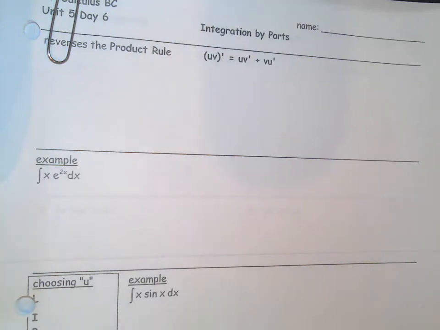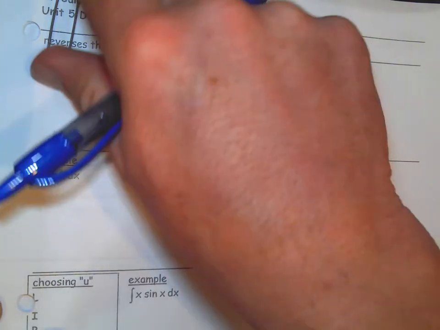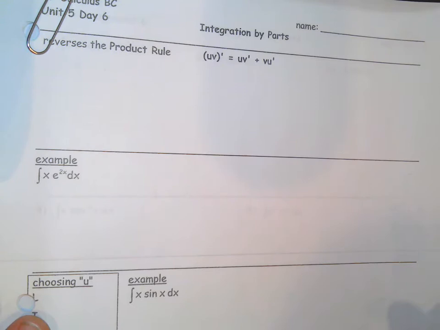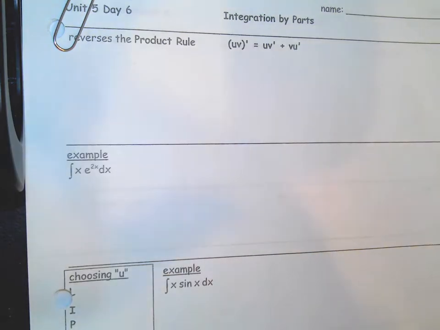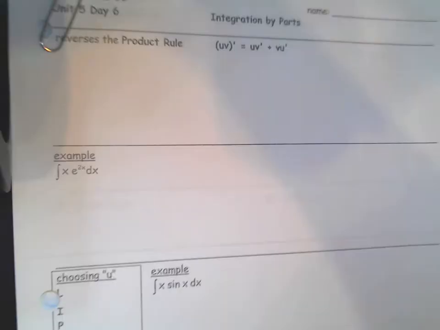AP Calculus BC in 5, Day 6 lesson. We're going to learn a new integration technique. It's the reverse of the product rule. We've never actually had a reverse product rule, which is kind of weird because that was one of the earlier rules for derivatives we learned last year in AB. But we never learned the reverse of it. So we are going to figure that out today.